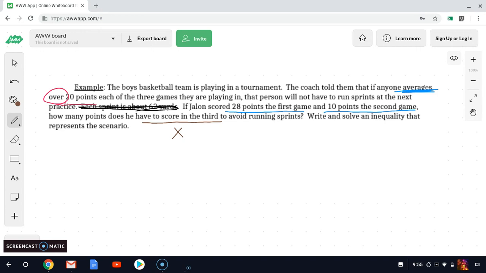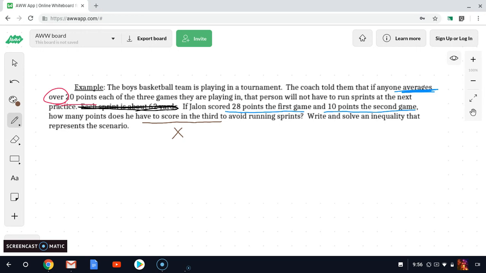So we need to know what the word average means and how to take the average of something. To find the average, we have to add up all of the number of points and then divide that by how many times we did that. So if we're trying to figure out the average for 3 games, we're adding up 3 separate scores and then we're dividing it by 3.